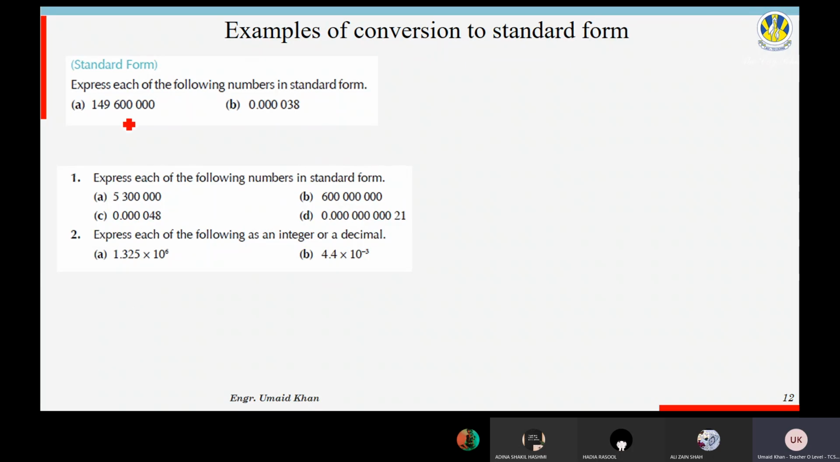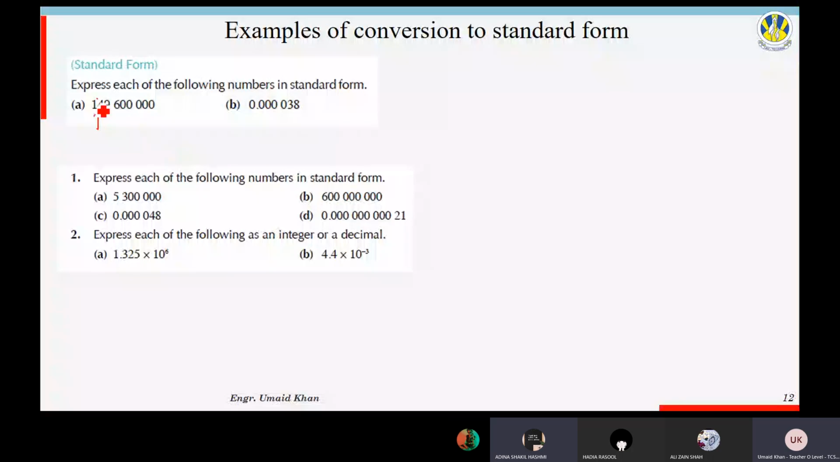So let's try to convert these numbers to standard form. Okay, the first number is a very large number. I want to convert it to standard form. Now I have told you that the first number, which is A, should have a value between 1 and 9. So it means I must put a decimal between 1 and 4 over here. Does everyone agree? Yes, sir.